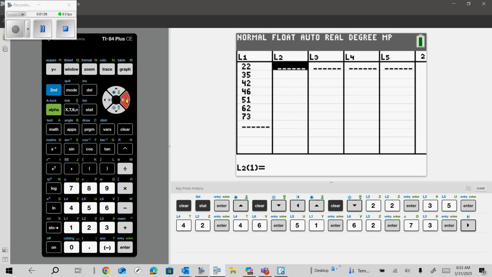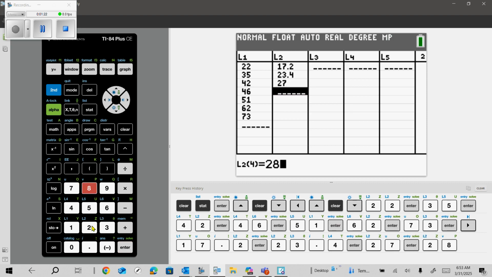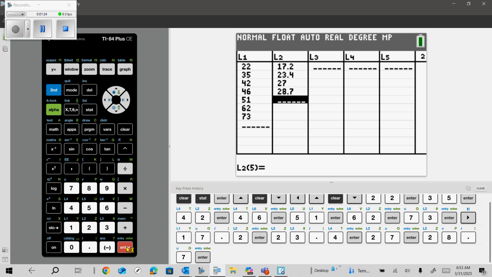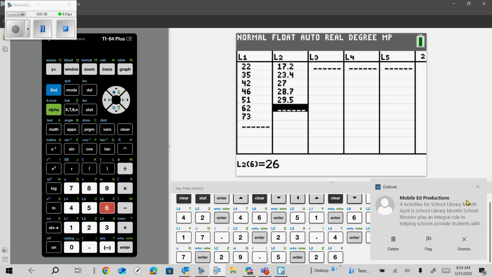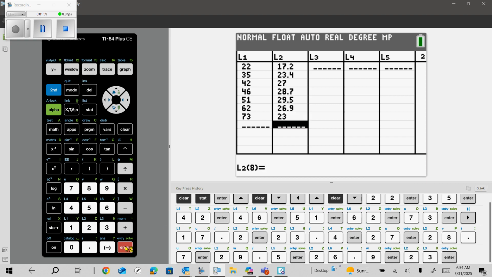Then we're going to arrow to the right and get the L2. We got 17.2, enter. 23.4, enter. So some of you already know how to do this, and so you're just going to continue with the steps. Enter each data point, 29.5, and then 26.9, and 23. Yeah, you can do 23.0, but just 23 is the same thing, okay?